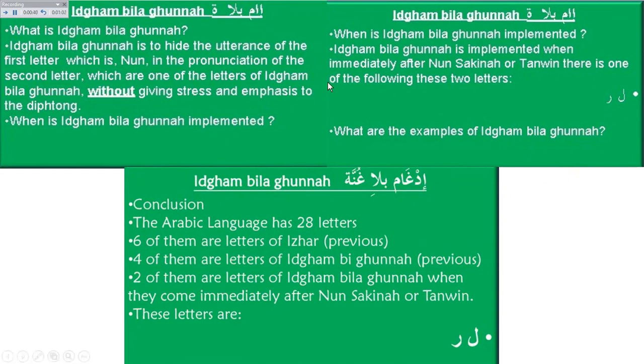When is idgham tam bila gunna implemented? It is implemented when immediately after noon sakina or tanween there is one of these two letters. That means it is merged immediately whenever there are lam and ra after noon sakina or noon tanween. There are 28 letters of the Arabic language, from which 2, lam and ra, are in idgham tam bila gunna.